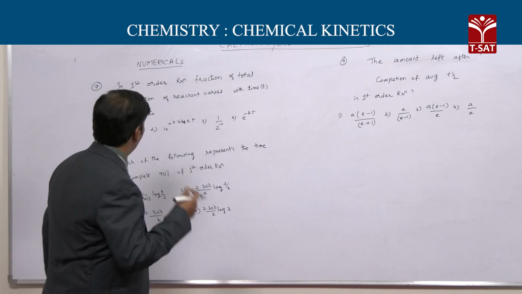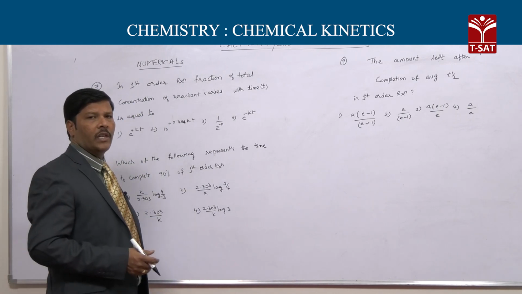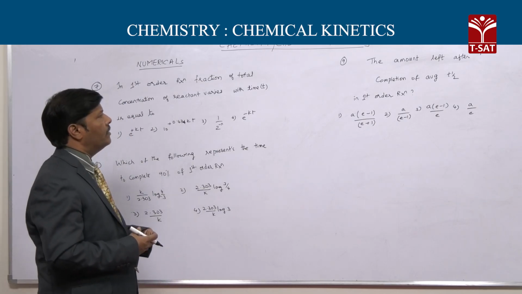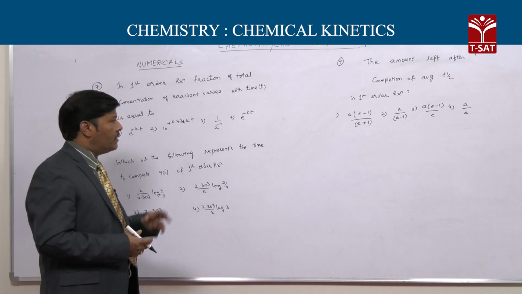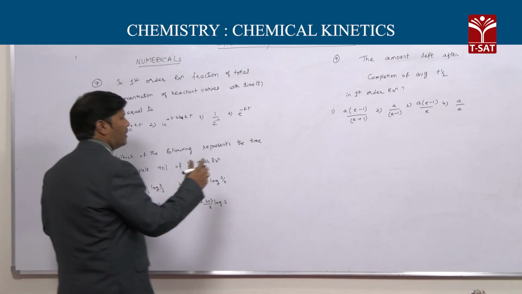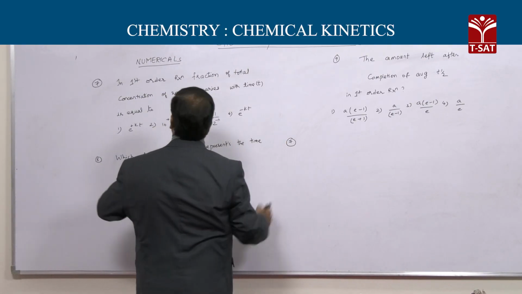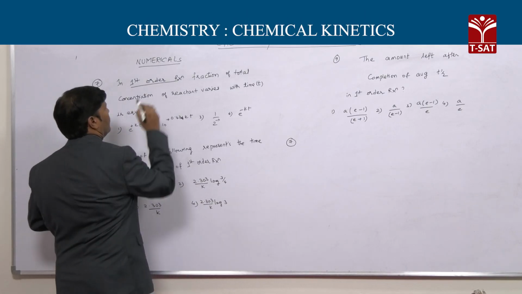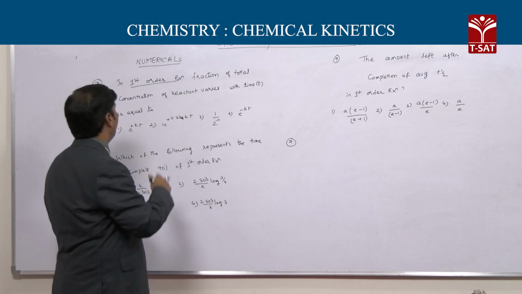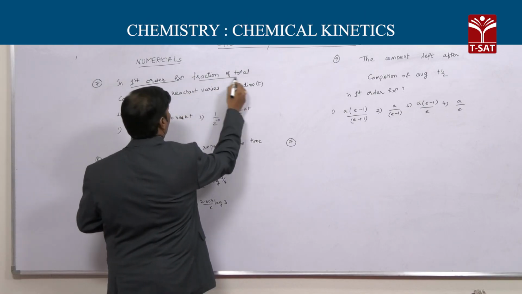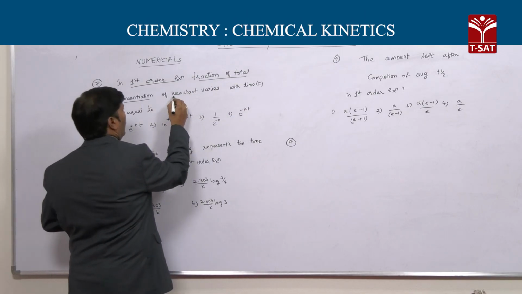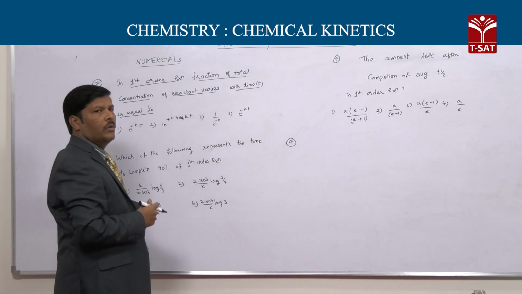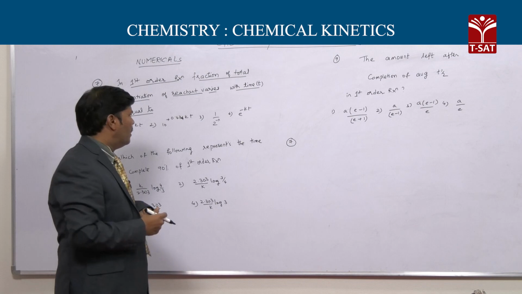So, my dear students, let us see the next numerical in chemical kinetics, that is the 7th, 8th and 9th numerical. In this, let us solve the 7th case. In the 7th numerical, mind you, this is a first order reaction. In the first order reaction, the fraction of the total concentration of the reactant that varies with time t is equal to what? This is what he is asking.